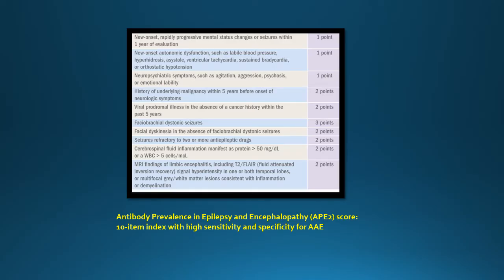This slide shows the items used in scoring in the APE2 scoring system. It is a 10-item index.